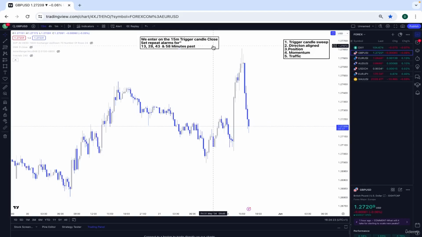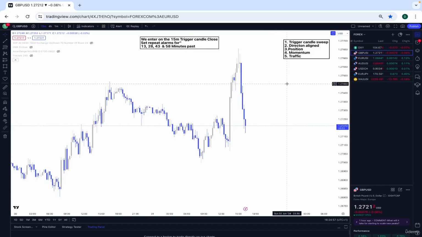So in order to make this process efficient, I have downloaded a repeat alarm app from the App Store, and that alarm goes off at 13, 28, 43 and 58 minutes past the hour. That gives me 2 minutes to come to the charts and quickly analyse and place a trade. That also means I only have to be present and focused on the charts for a maximum of 8 minutes per hour. So let me just walk you through the process.